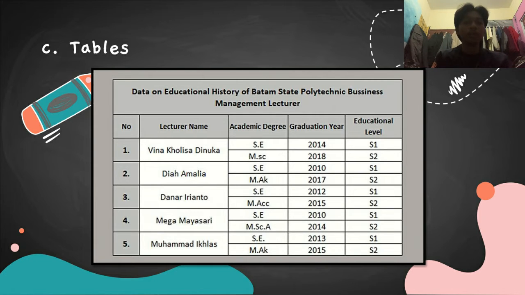So I want to tell you from C about tables and data on education history of Batam State Polytechnic Business Management lecturers. So we have lecturer name and academic degree, graduation year, and education level. So number 1 from Vina Khalisa Dinuka. She has 2 academic degrees, CE.E, graduation year 2014, education level S1, and the second M.SC 2018, education level S2. And the number 2, Dia Amalia.